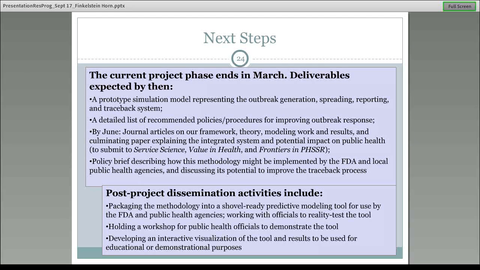We would also like to continue dissemination of this project after the grant period ends, and we would like to do that through a couple of different measures, including packaging the methodology into a shovel-ready tool that's really ready for use by the FDA and public health agencies, and then to work with officials at these agencies to reality test the tool, really putting it into practice. And holding a workshop for public health officials to demonstrate how it works, and also developing an interactive visualization for educational purposes.